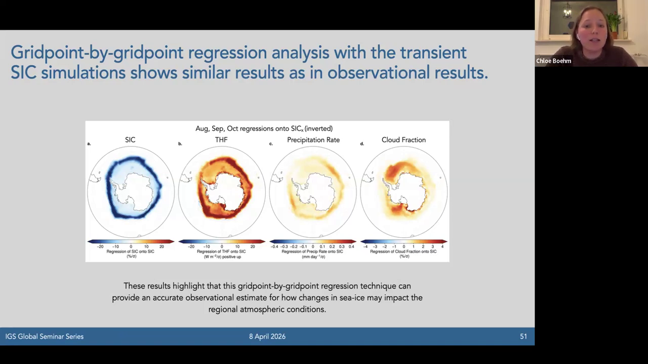And so this highlights that this regression technique can provide at least a pretty good, accurate observational estimate of how changes in sea ice may impact these regional atmospheric conditions, and that given that it's only regression analysis, it can still provide some interesting information about what these relationships look like in the observations that we have.